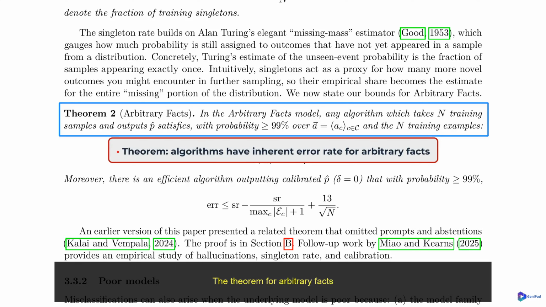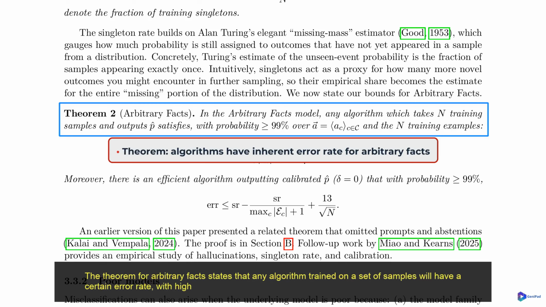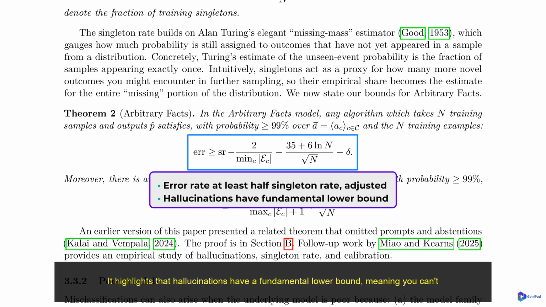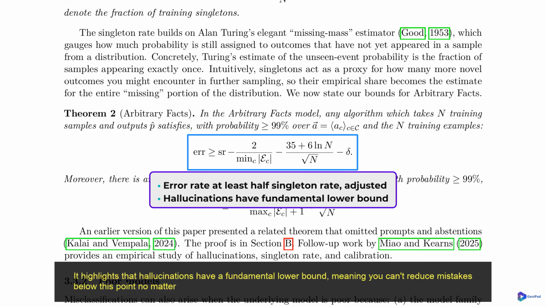The theorem for arbitrary facts states that any algorithm trained on a set of samples will have a certain error rate, with high probability no matter how it's designed. This formula shows that the error rate is at least half the singleton rate, adjusted by other factors. It highlights that hallucinations have a fundamental lower bound, meaning you can't reduce mistakes below this point no matter what you do.